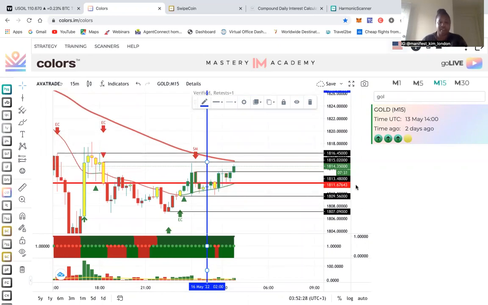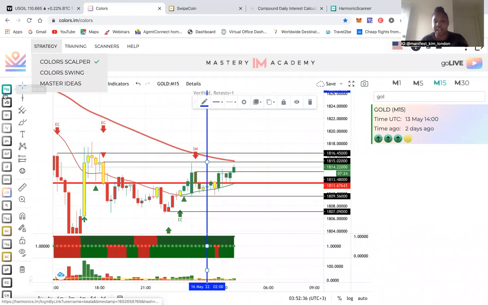All right, and then like I said, if you're a swing trader, all you have to do is just click on swing trade, Colors Swing. And you can go to the day and still do the same thing. If you want to trade on the day, you go to the day, find your trade, look at the volume, drop down to your lower time frame, enter, and go back to the day.